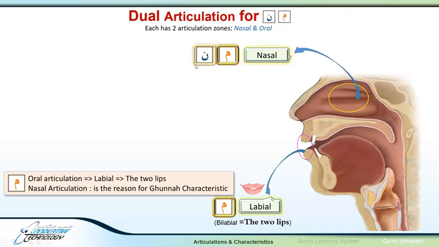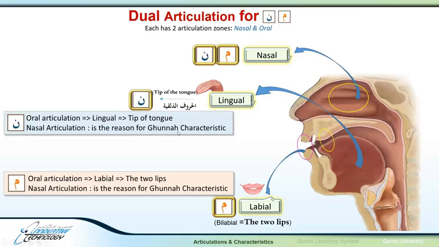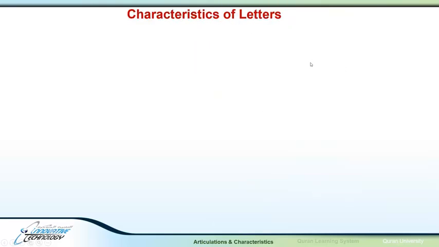On the other hand, the nun has also an oral articulation zone from here, where it is lingual, related to the tip of the tongue, where it meets the hard palate at this point. So again, in the nun, the oral articulation is a lingual one from the tip of the tongue, and the nasal articulation, again, is the reason for the ghunna. So, ghunna was an example of the characteristics of the mim and nun.